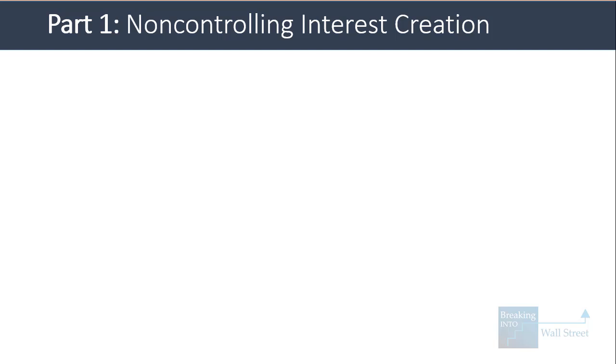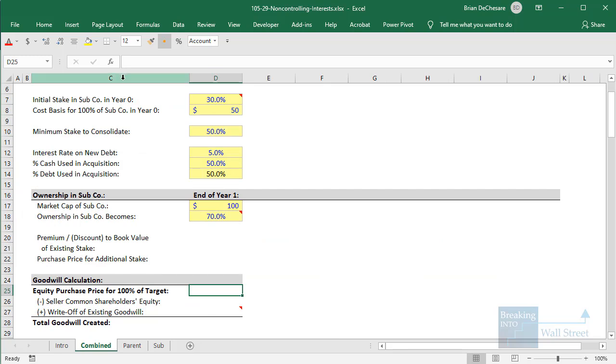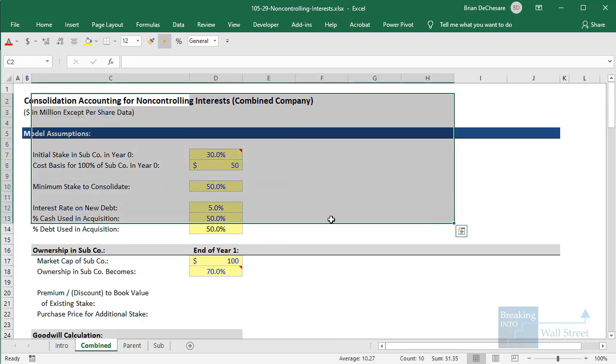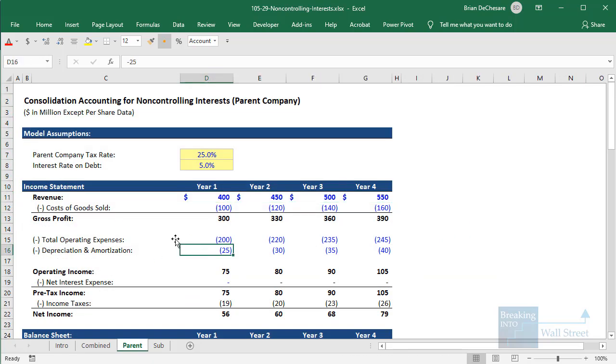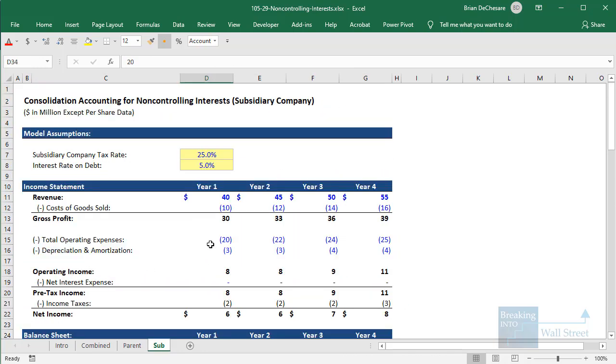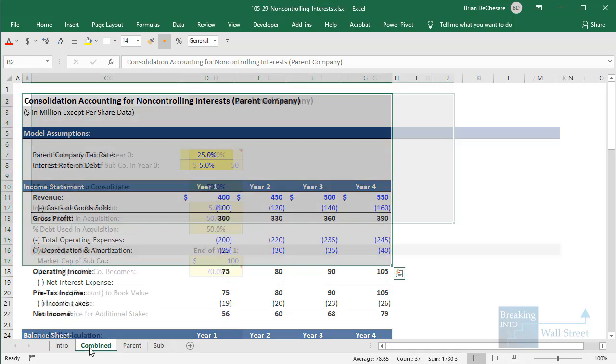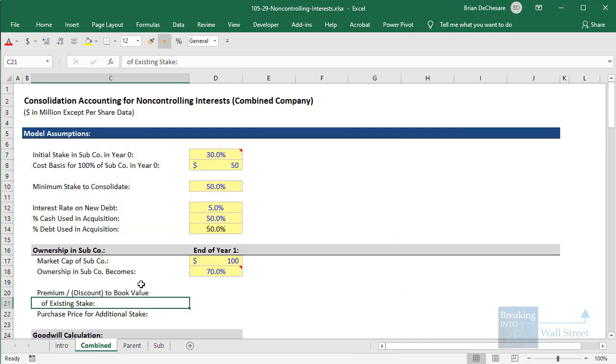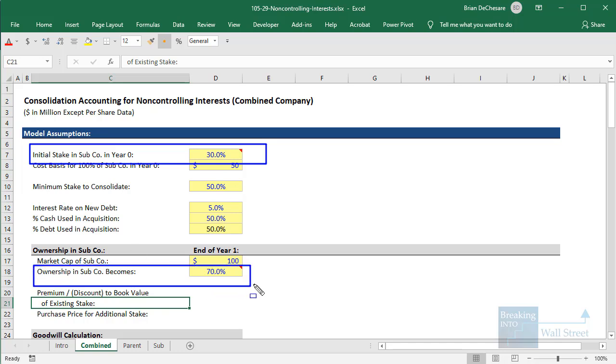And to illustrate this, I have over here a combined tab where we have our transaction that we'll be looking at. We also have a parent company and their financials over 4 years, and then we have a subsidiary company, or SubCo, and their financials over 4 years. ParentCo is about 10 times bigger than SubCo if you go by revenue. And we're going to look at the scenario where ParentCo goes from an existing 30% stake in SubCo to a 70% stake in SubCo.